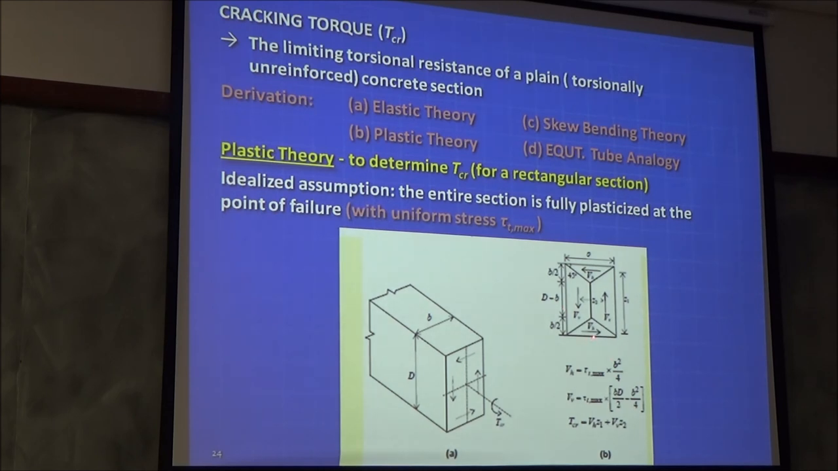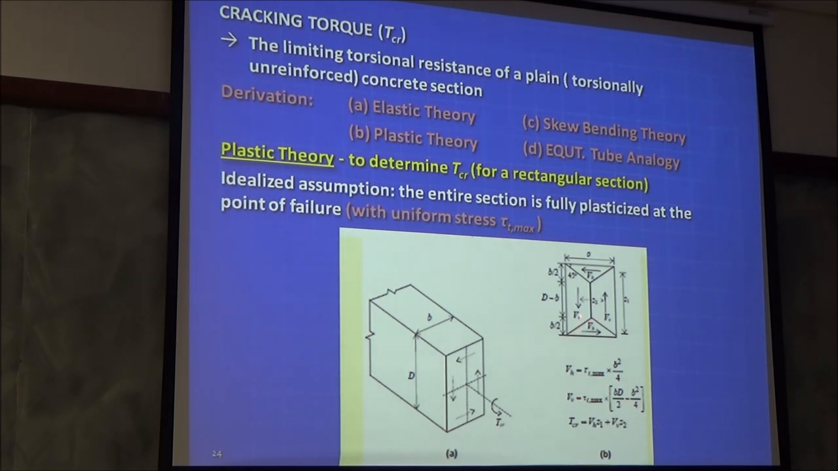So you can prove that if the torsional shear stress is constant everywhere, mobilized in the plastic theory assumption, then it's simply tau T max into the volume. Because this is nothing but an area calculation, VB is tau T max into what is the area. You can work out this area.